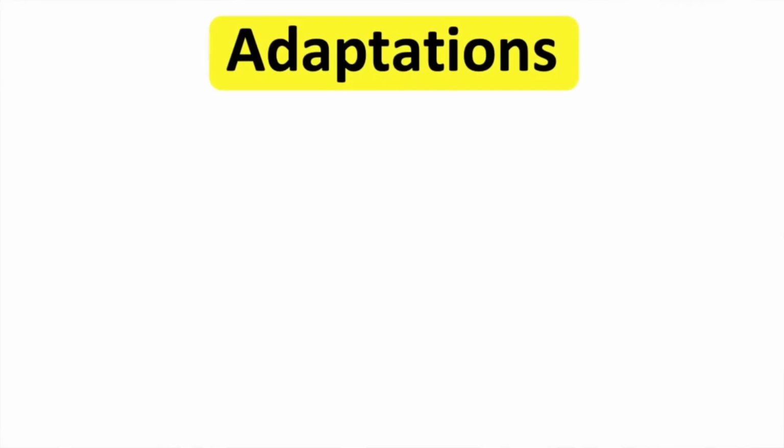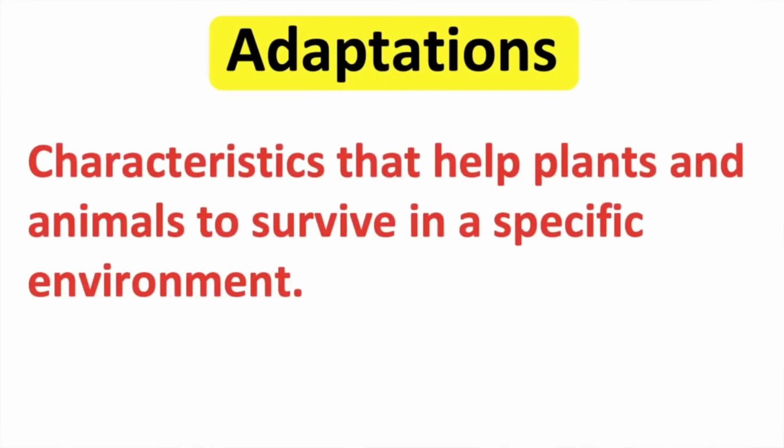Adaptations. Adaptations are special characteristics that help plants and animals to survive in a specific environment. If there are any changes in the environment, then it's important that the plants and animals adapt to these changes. This is because it will improve their chances of surviving and reproducing.